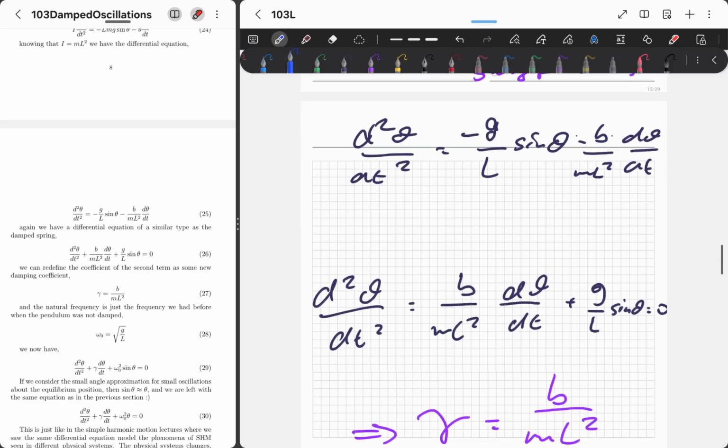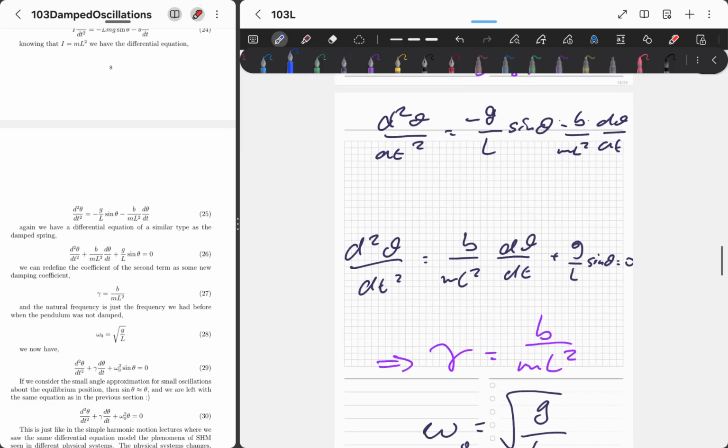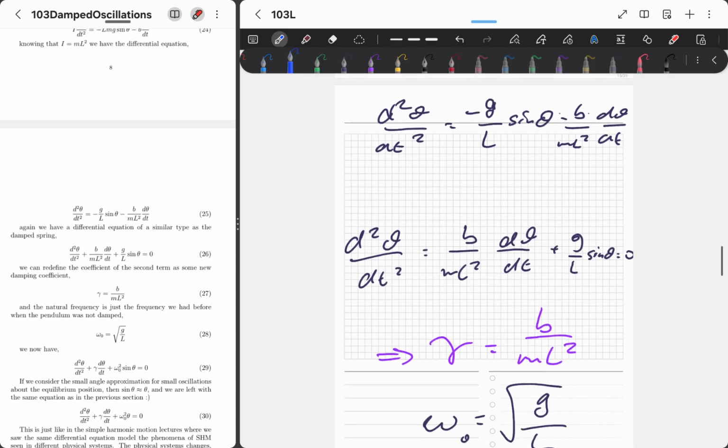It's alphabet humor, but basically we have a gamma here for the b over ml squared, and then this is the g over L. That's what we had for the simple pendulum last class. That's going to be related to the natural frequency. So we can rewrite those coefficients. We get an equation of motion here, but we have that sine term. Remember, this is the damped pendulum for full motion.